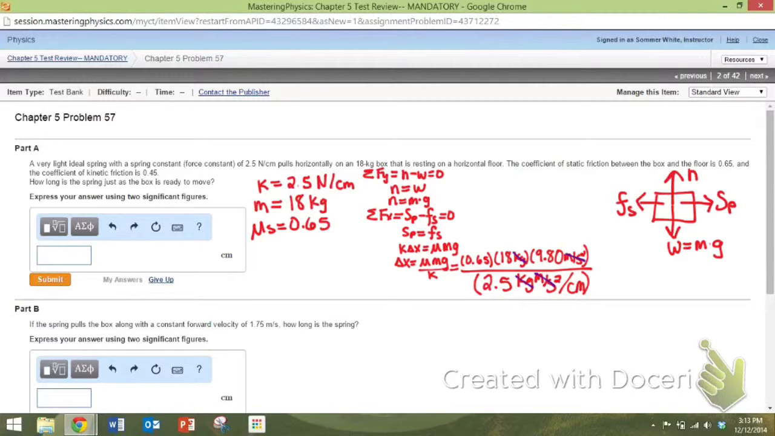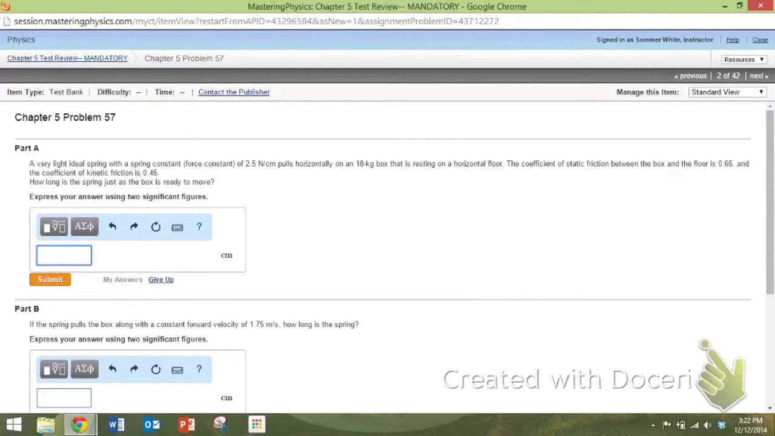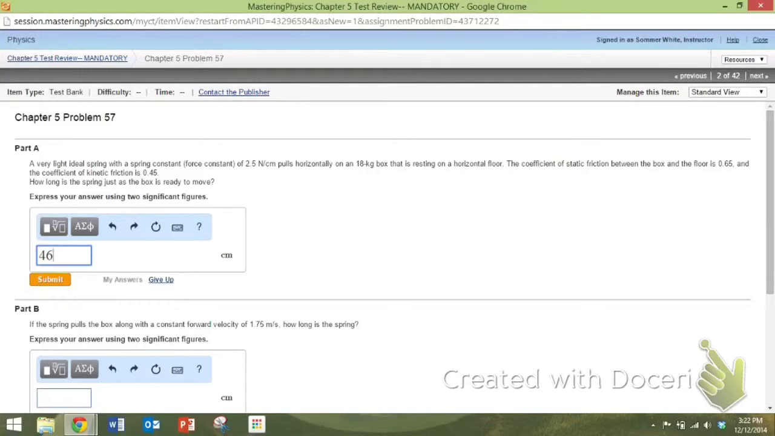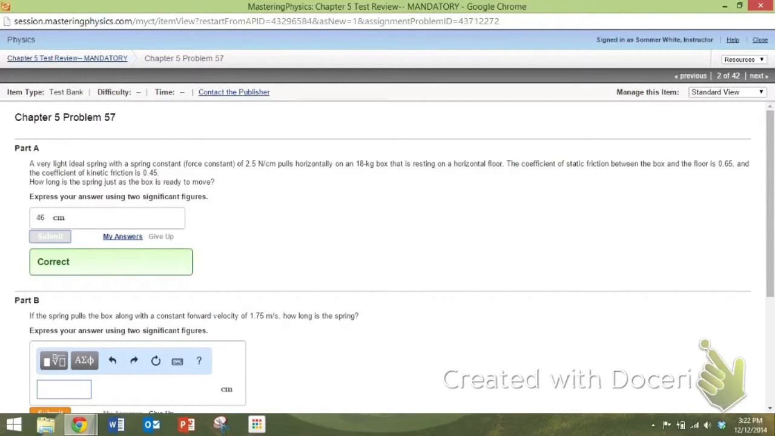We plug that all into the calculator. We have 0.65 times 18 times 9.8 divided by 2.5, and we get 45.864. When we round for sig figs, we end up with 46 centimeters. I'm going to let my annotations disappear for a second. If I type in my 46 centimeters and hit submit, yay, we did it! We're correct.